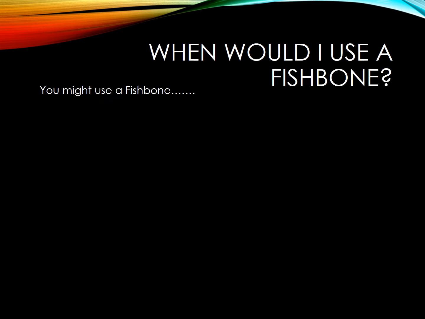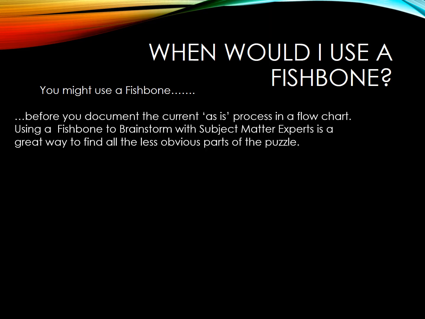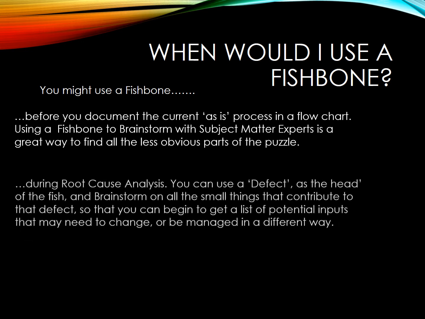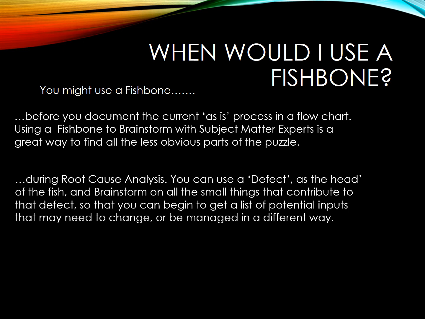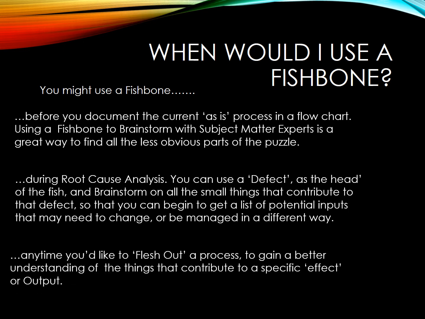So when might I use a fishbone? There's lots of opportunities and lots of applications for this, especially if you're working on a formal Six Sigma project. One opportunity is before you document a current as-is process in a flowchart. Using this tool along with subject matter experts is a great way to find some of the less obvious pieces of the puzzle. If you're doing root cause analysis, you can use a defect or a bad thing that you're trying to avoid as the head of the fish, and then brainstorm on all the small contributors that contribute to that defect. And anytime you really just want to flesh out a process, if you just want to get a better understanding of what contributes to something and all of the small pieces that come into play.